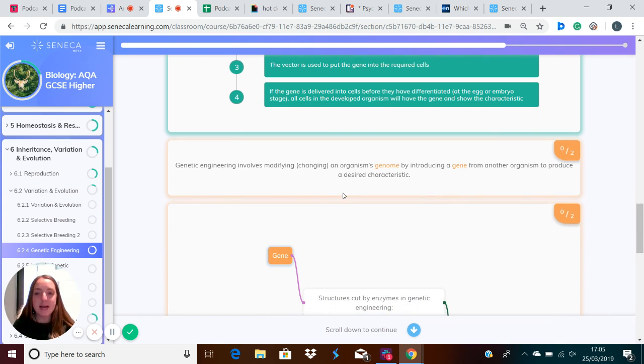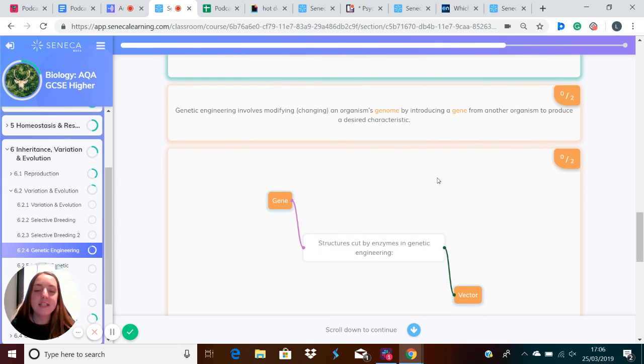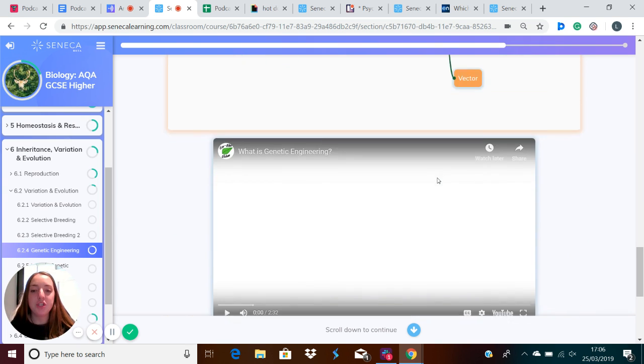So to summarize that, genetic engineering is the modification of an organism's genome by introducing a gene from another organism to produce a desired characteristic. And 2 of those examples are vitamin A or golden rice and an insulin-producing gene.